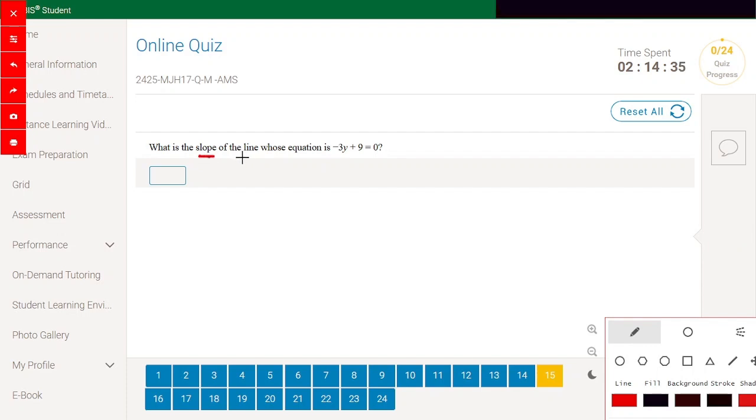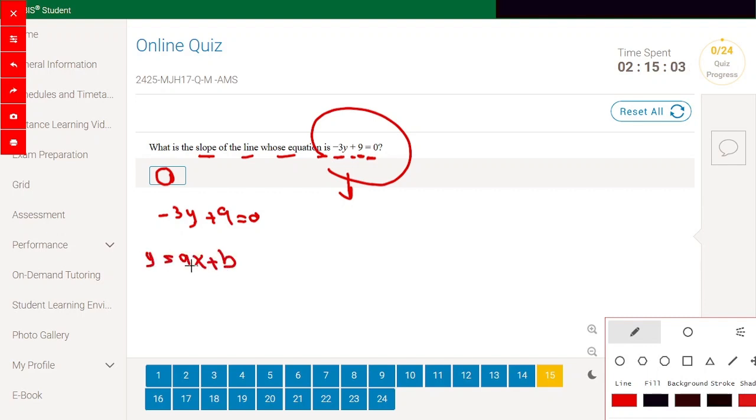What is the slope of the line whose equation is minus 3y plus 9 equal to 0? As you see here, it's very simple. X is not there, so that means the slope is 0. Because here we have 3y plus 9 equal to 0. So if you want to make it in the line form, which is ax plus by, here we can't see x, so that means a is 0 because 0x equal to 0.